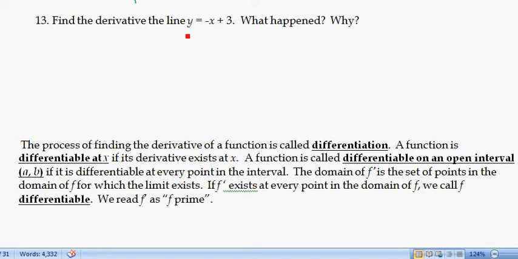Okay, find the derivative of this line, y equals negative x plus 3. Before we actually do this, I want you to think about what you think the answer is. Okay, it is a line. So what do you think the derivative should be?